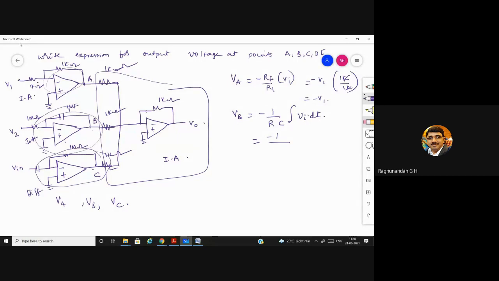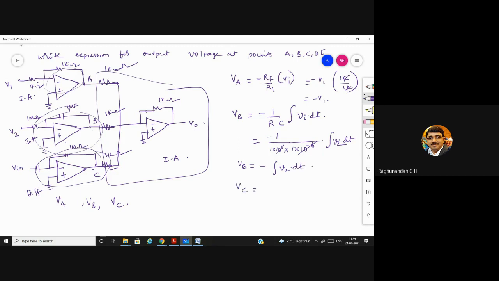What is this R value? 1 mega ohm, 10 to the power of 6. Capacitor is 1 micro, so it is 1 into 10 to the power of minus 6. Micro means minus 6, mega means plus 6. Integration Vi into dt, so it is V2 here. So finally VB is equal to minus integration of V2 into dt.